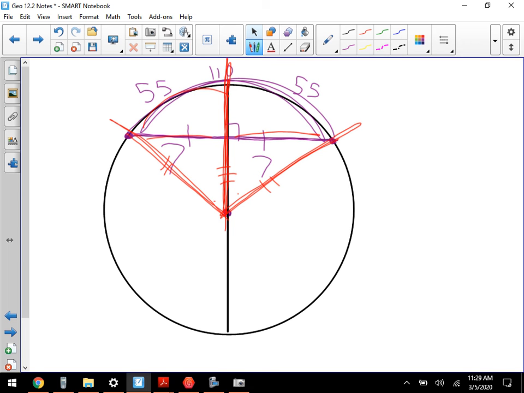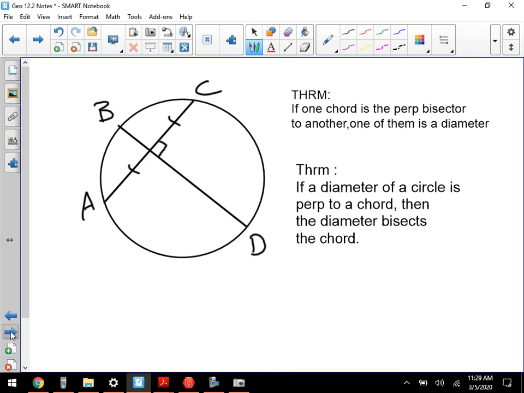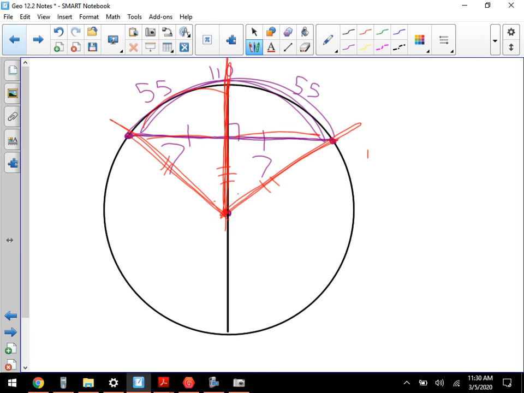So in terms of words, and I think if I can shortcut this a little bit better, if one chord is a perpendicular bisector of another, then it has to be a diameter. So if the diameter is a perpendicular chord, it bisects it. Okay, that's the easiest one. Let's say this again. If a diameter bisects a chord, it's perpendicular to it.